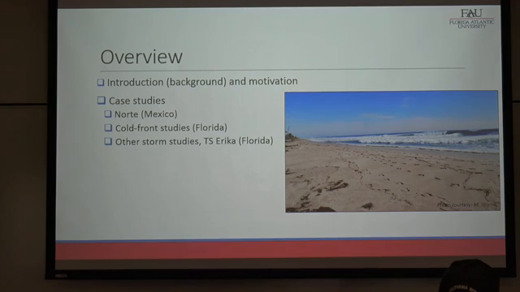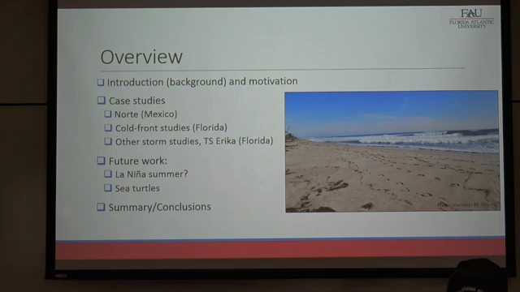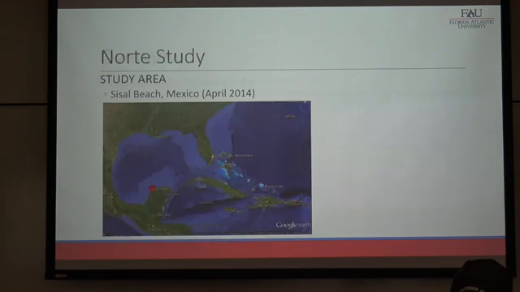First, we'll look at a norte in Mexico. So a norte in Mexico is basically what we would equate to a cold front or a nor'easter. And then I'll bring you back close to home and talk a little bit about some of the recent cold front studies that we've been conducting at FAU and some other storm studies like Tropical Storm Erika. And then I'll briefly touch on some of the planned summer research and give you a summary of the things that we've talked about today.